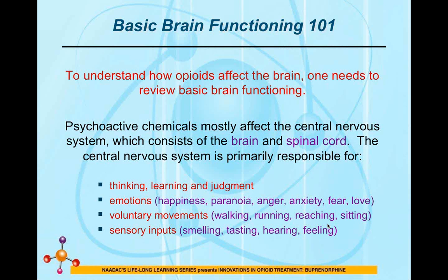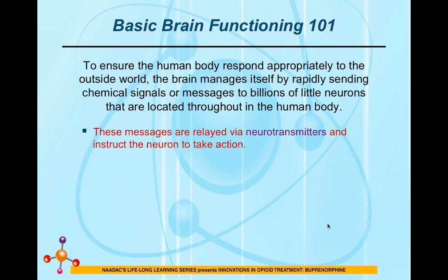So if you think back to any drug that's being used illicitly on the street, of course, it's affecting things like thinking, learning, and judgment, and all of our emotions and those voluntary movements and our sensory inputs. That's what makes the drug work, and why it's so addictive is because it's modifying those components of our central nervous system in a pleasurable way, causing people to want to do it some more. And so that's the basic 101 of how drugs affect our brain. And then to go a little further, we know that the human body has a whole massive system of how it responds appropriately to the outside world.